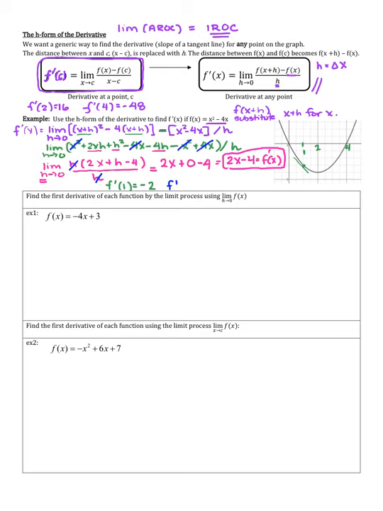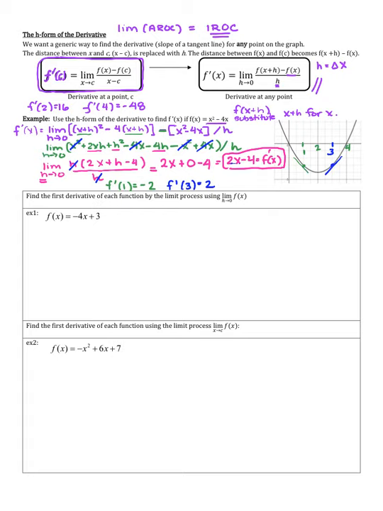Let's do f prime of 3. So 3 is here. That would be the slope at f prime of 3. We plug in 2 times 3 is 6. 6 minus 4 is 2. That would be the slope of that tangent line.